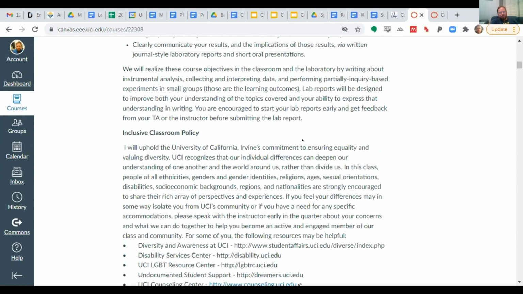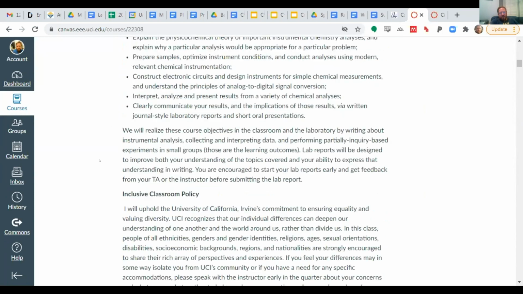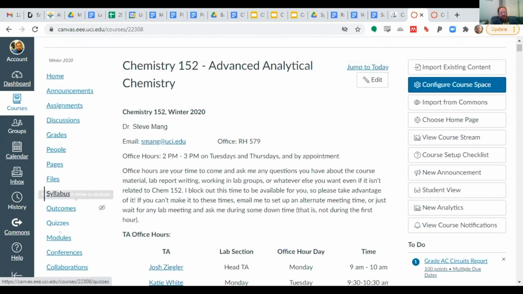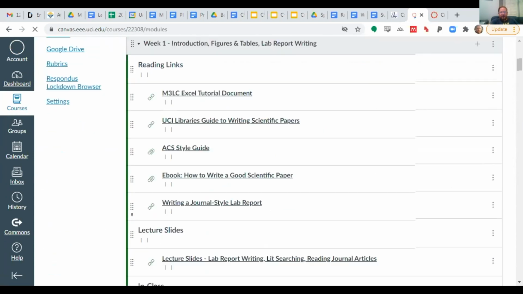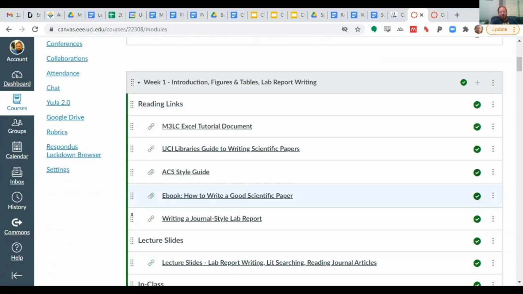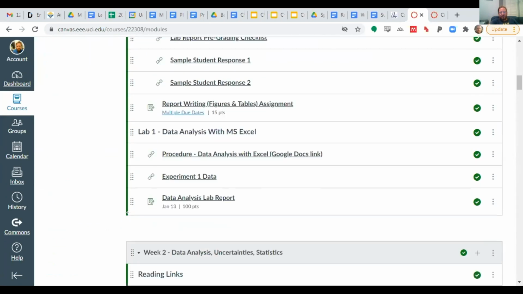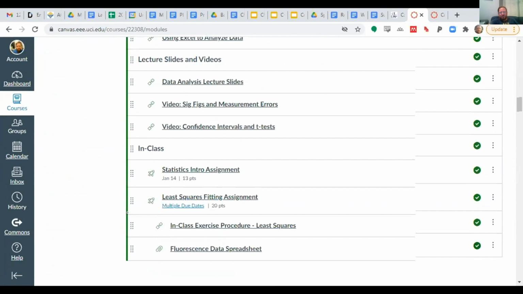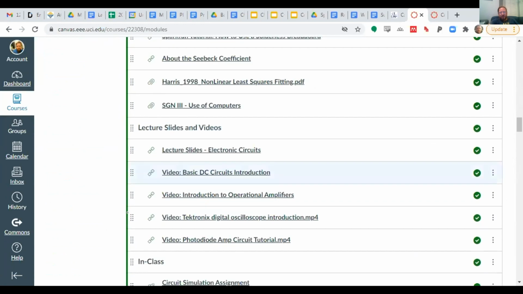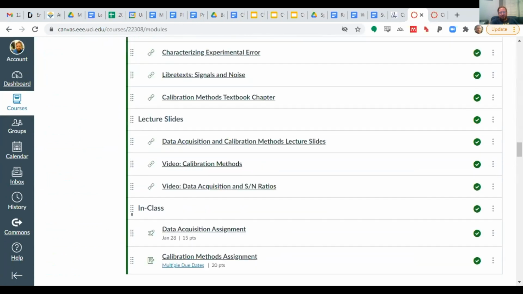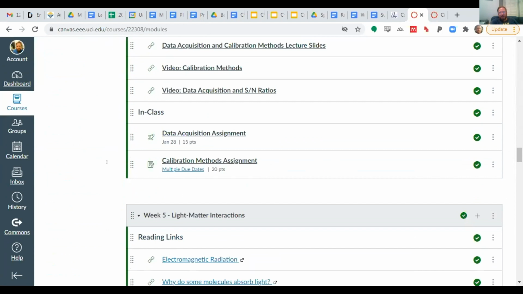The other thing that needed to be changed was the fact that I organized this class around modules, but since the class is so big, these modules get huge, right? So week one module has all this stuff in it. Once the labs start, these modules get even longer. Now there's lecture slides, there's in-class stuff, and there's what's going on in the lab.